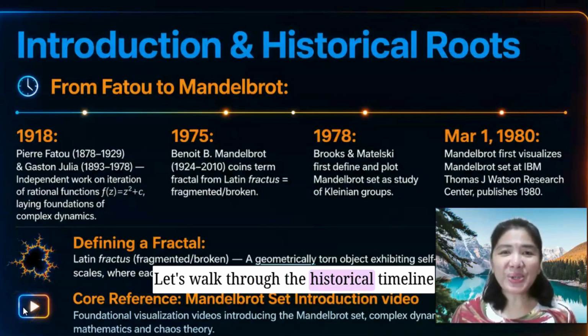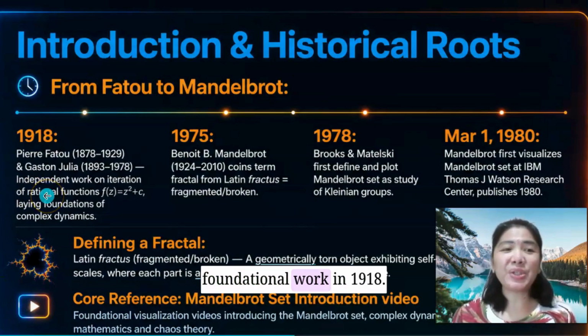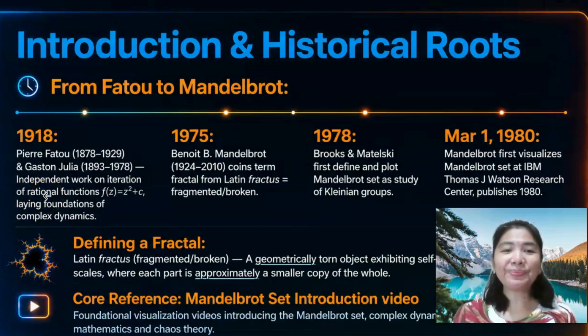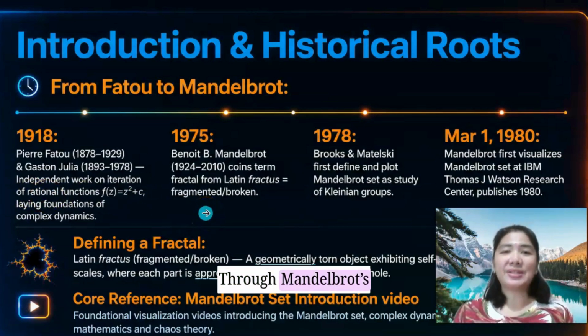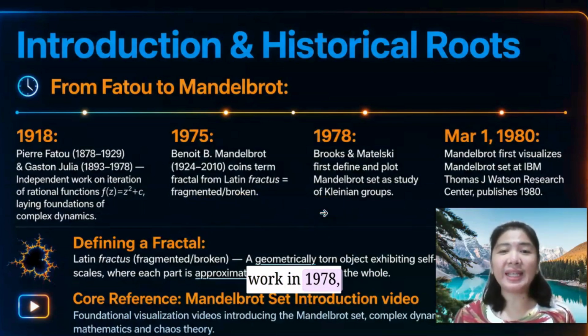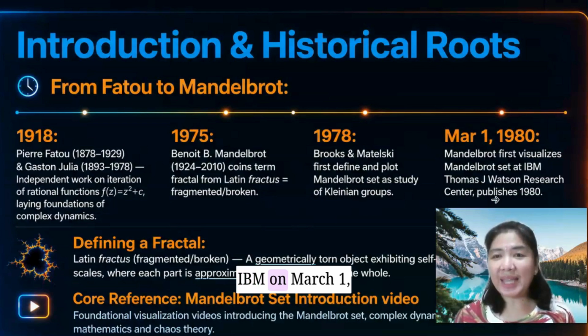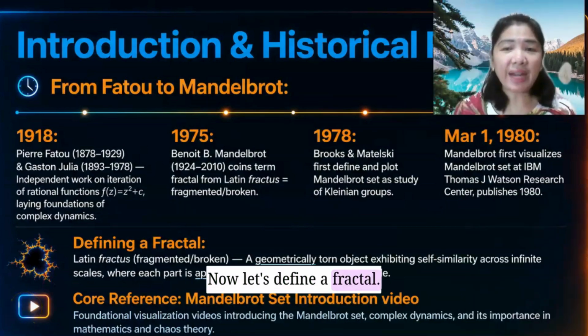Let's walk through the historical timeline of complex dynamics, starting from Fatou and Julia's foundational work in 1918, through Mandelbrot's coining of the term fractal and Brooks and Matelski's work in 1978, up to Mandelbrot's first visualization at IBM on March 1, 1980. Now let's define a fractal.